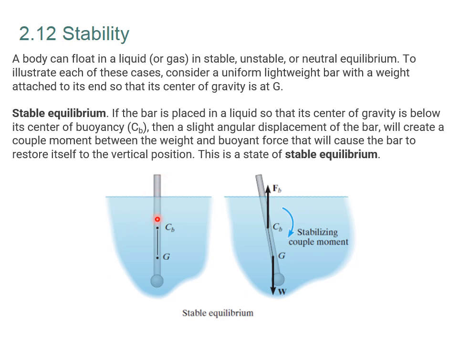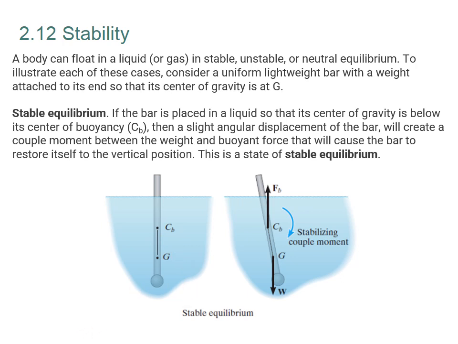If you put a bar in a liquid so that its center of gravity is below the center of buoyancy, this will be stable equilibrium. How do you demonstrate that? If you hit this bar slightly so you displace it from its equilibrium, it actually is stable. It sets up a couple force where the buoyant force is going to push up and the weight's going to push down, so you end up getting a stabilizing couple moment that will right this bar back up to where it's supposed to be. If you push it over the other way slightly, it'll do the same kind of thing.